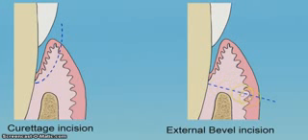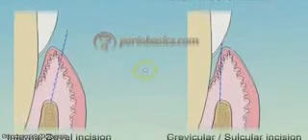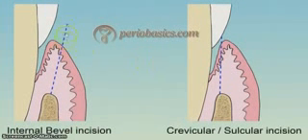This incision that you see here is called the external bevel incision. It is used in the gingivectomy procedure. This incision that you see here is called the internal bevel incision. Now this incision is given 0.5 to 2 mm away from the gingival margin, and it is directed towards the alveolar crest. It is used in modified Widman flap surgery.